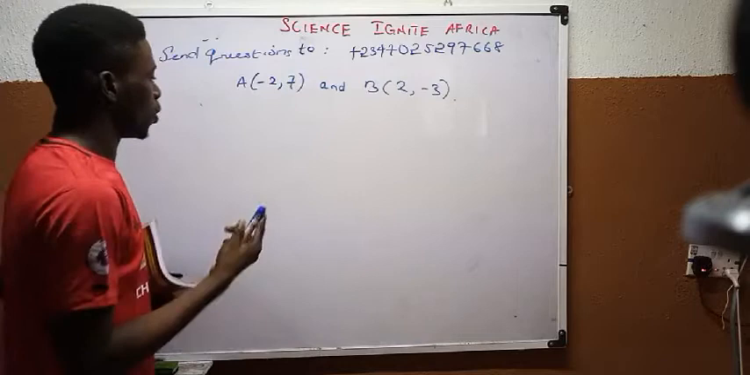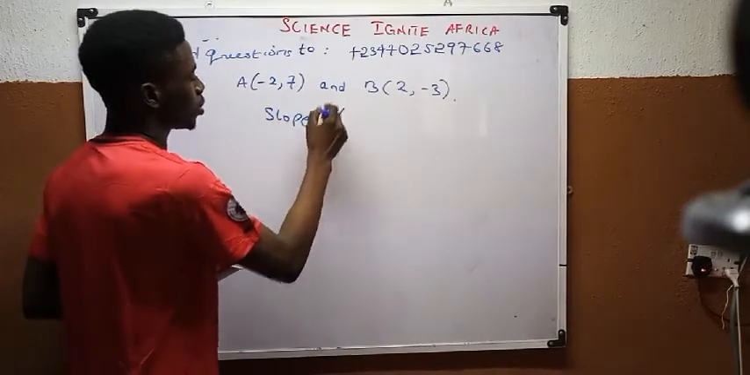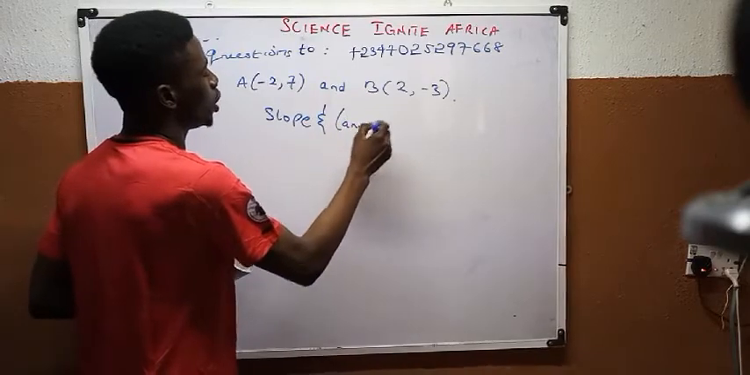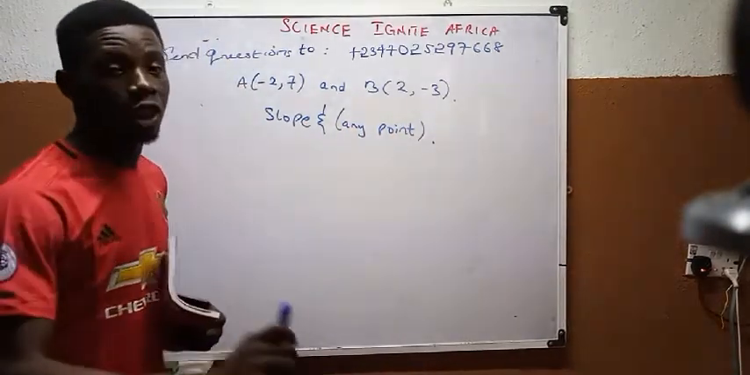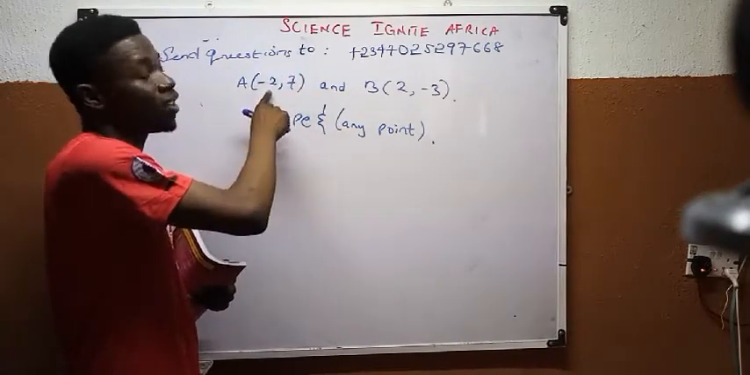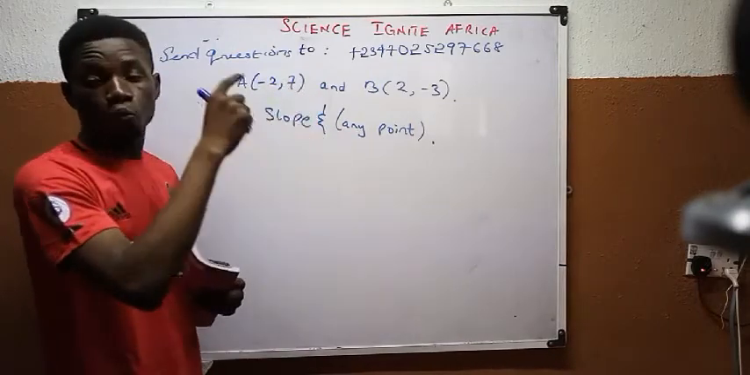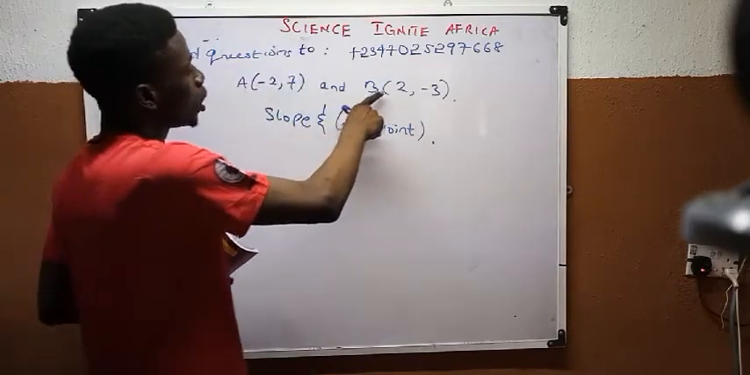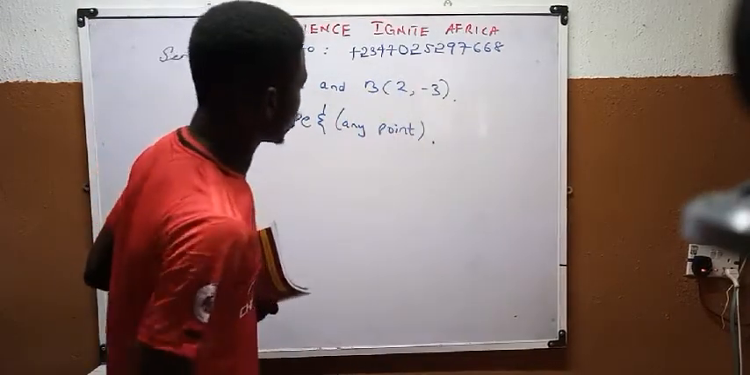Now, either you are given the slope of the line together with any point on that line. By point, I mean the coordinate of a point. So these are coordinates: minus 2, 7, that is, for the x-axis we have minus 2 units, and for the y-axis we have 7 units. For this one, for the x-axis we have 2, and we have minus 3.